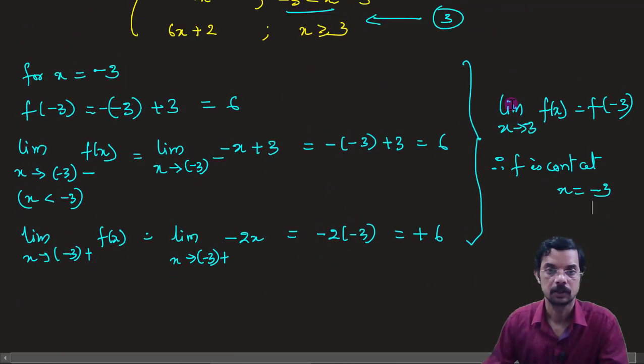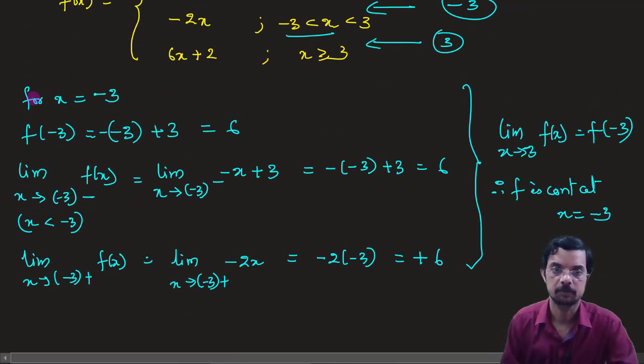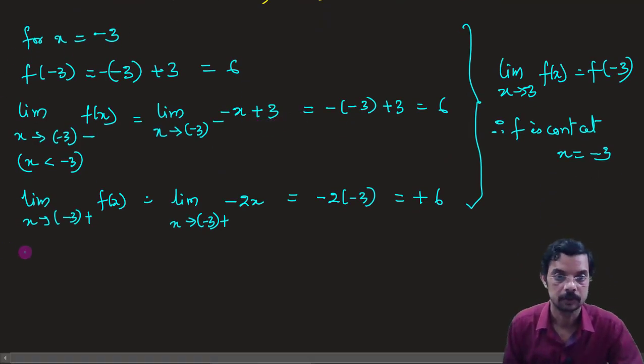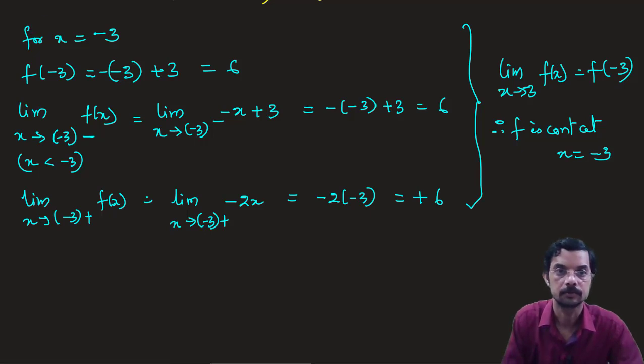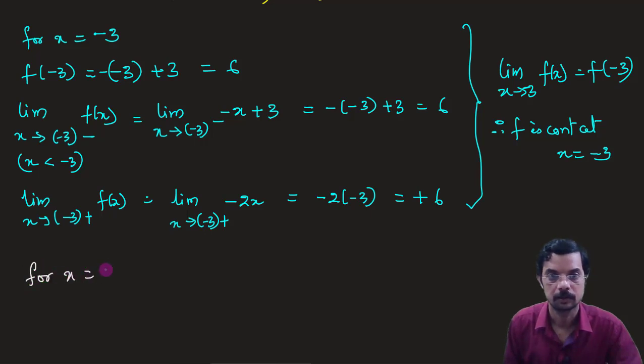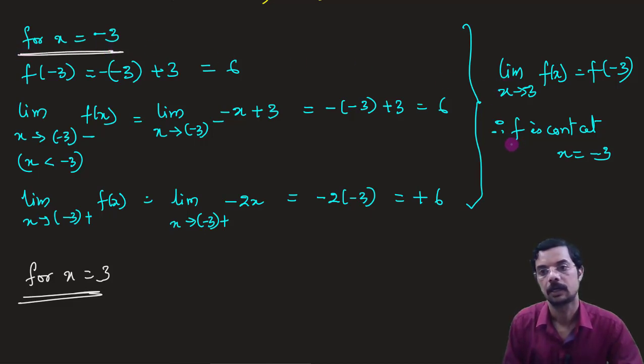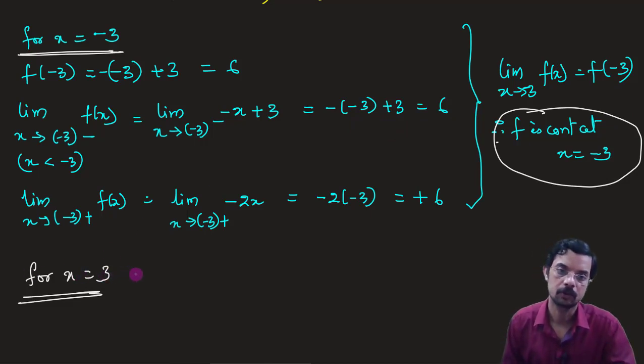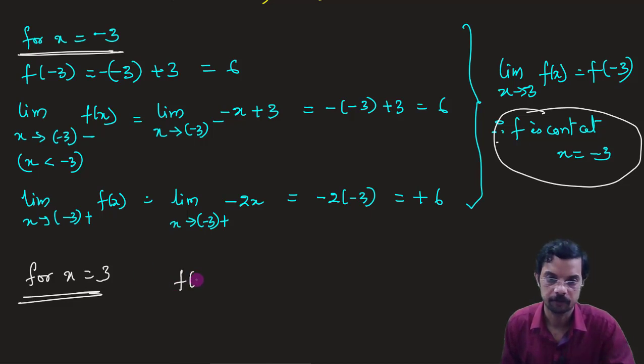Okay, now let us go for the next part, that is for x equal to 3. We have checked for x equal to minus 3 and found that f is continuous at x equal to minus 3. Now for x equal to 3, what happens? So for x equal to 3, we will find f of 3. What is f of 3?